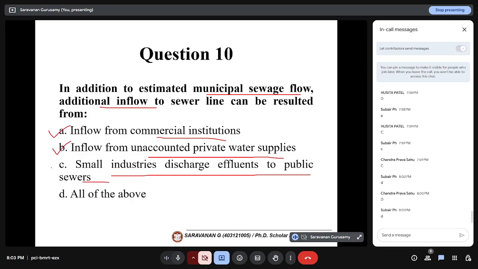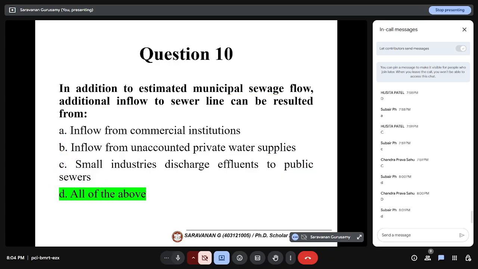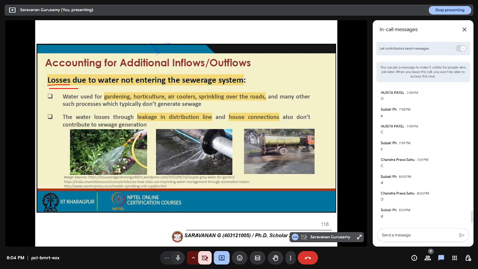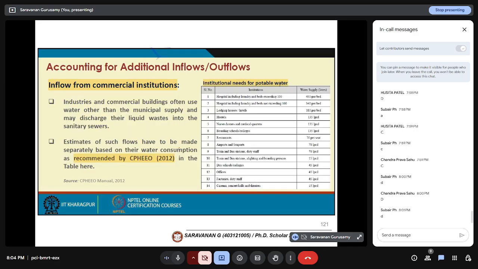So all 3 will contribute to additional inflow to my sewer. So all of this is correct, right? These are all additions. What are the reductions? This type of lawns, sprinklings.